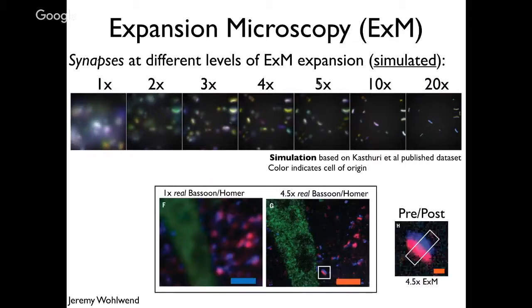You can see that at 1x or 2x, it's blurry and hard to resolve individual objects. But once you get up to about 3x or 4x expansion, you start to see the individual synapses as very well resolved objects. And this is similarly borne out in some of the papers on expansion microscopy where they've been labeling synapses.